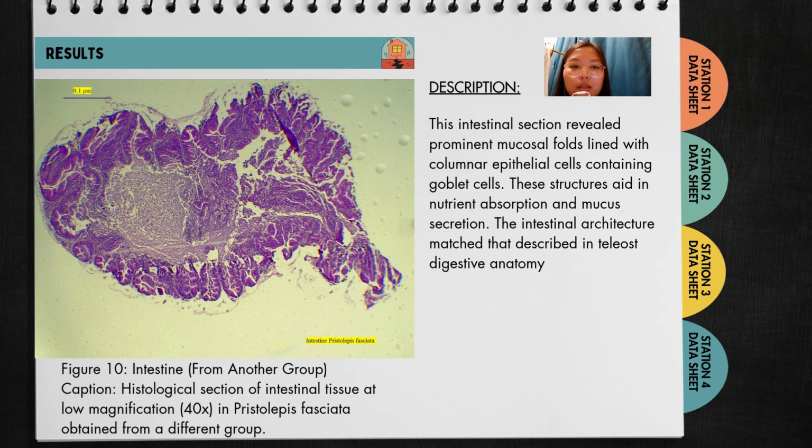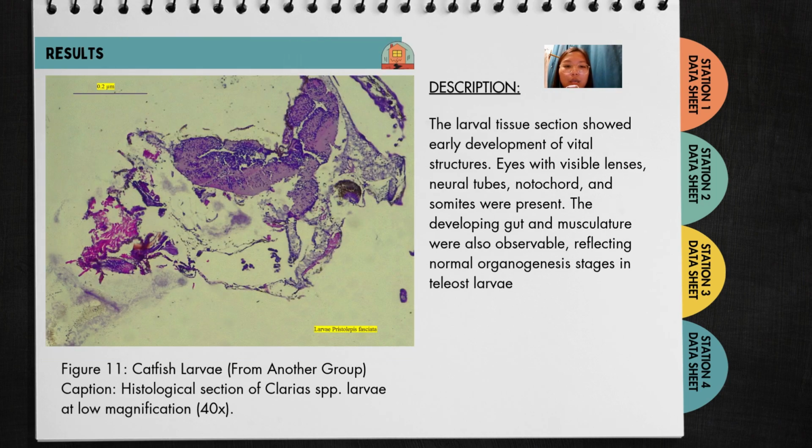Next is intestine, taken from another group, at low magnification. This intestinal section reveals prominent mucosal folds lined with columnar epithelial cells containing goblet cells. This structure aids in nutrient absorption and mucus secretion. The intestinal architecture matched that described in tilapia digestive anatomy.